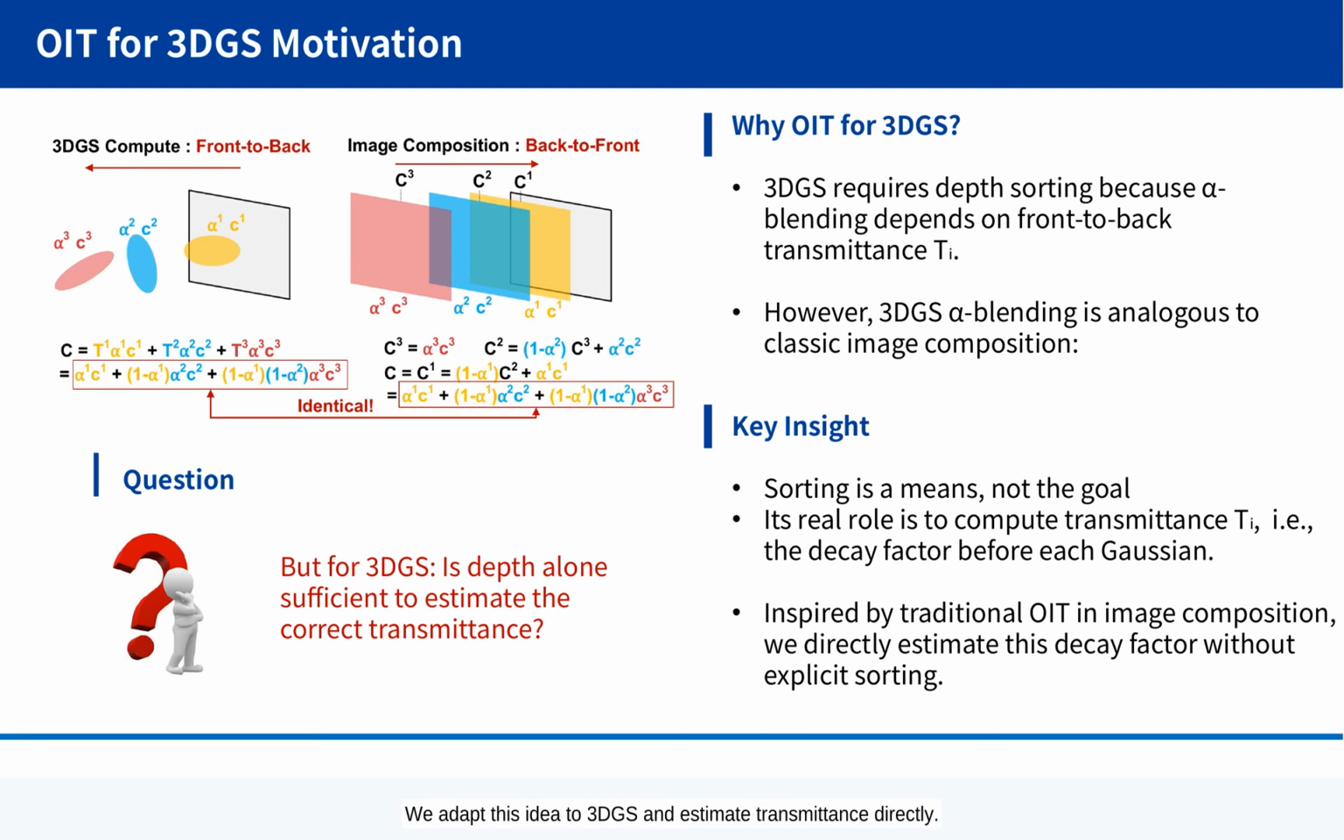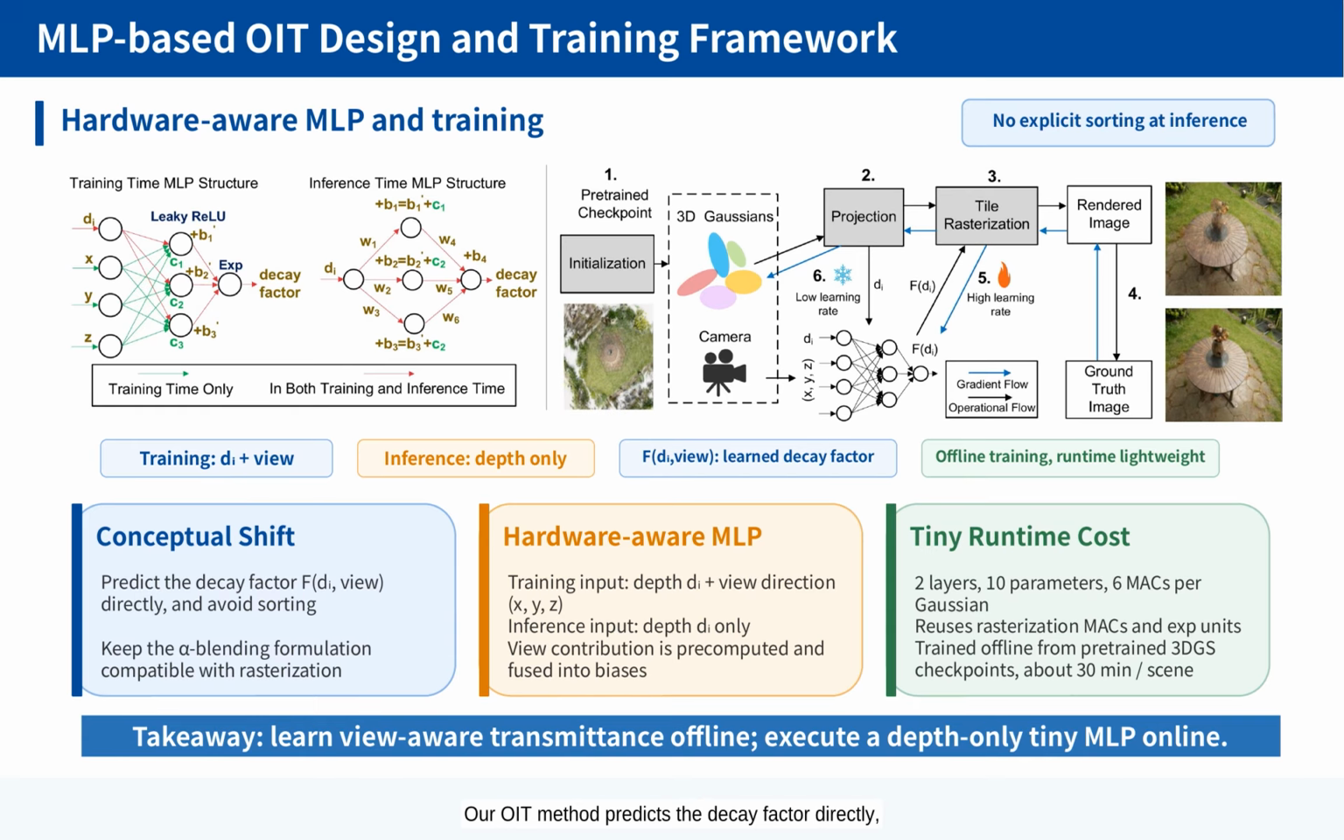However, plane depth-based weighting is insufficient for 3DGS. The representation is view-dependent, and occlusion behavior changes with camera direction. Therefore, the transmittance model should be view-aware while remaining hardware lightweight. Our OIT method predicts the decay factor directly, instead of computing it through an explicitly sorted sequence. During training, the MLP takes Gaussian depth di and view direction as input. The view direction helps capture view-dependent visibility and blending behavior.